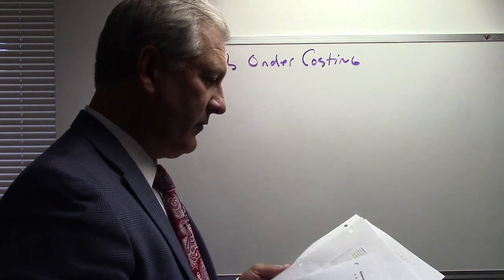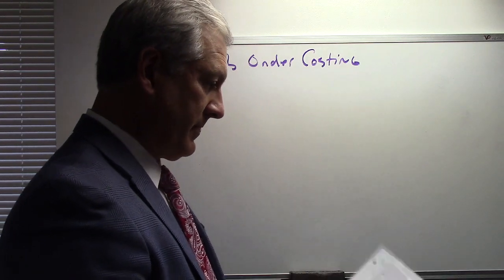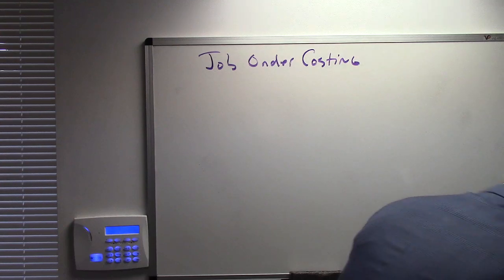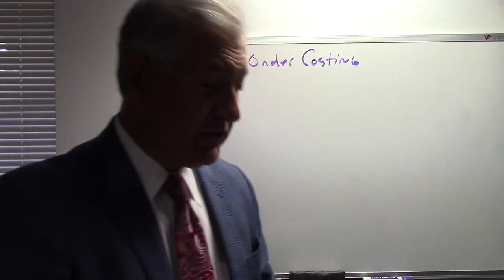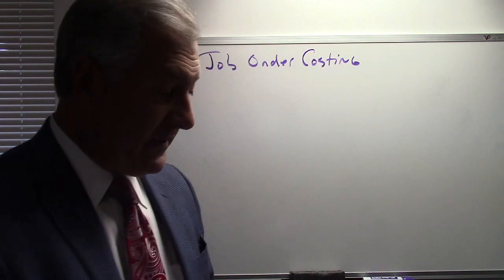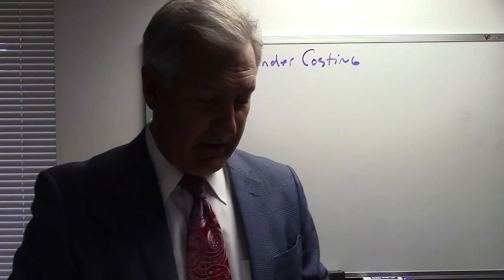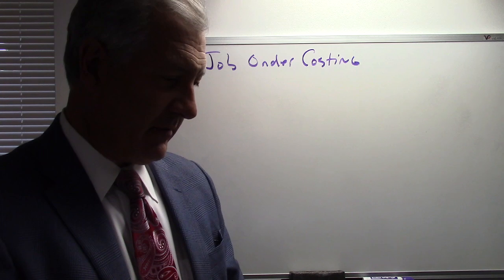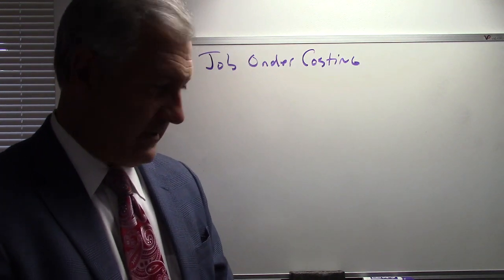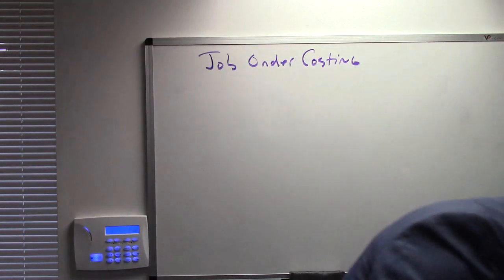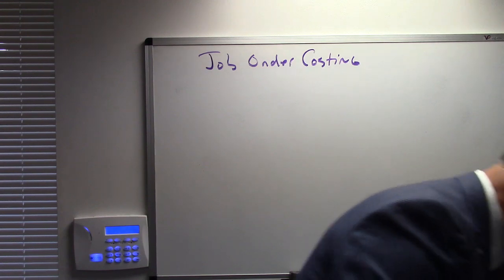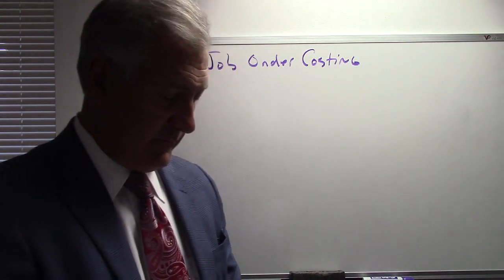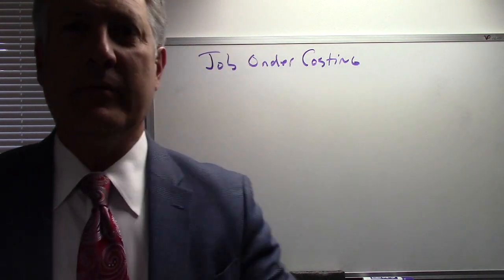Let's look at one last problem. And again, this is still job order costing. But now what we're going to do here, and did I photocopy the problem? 3-10, did not have it here. So we're going to pause this.